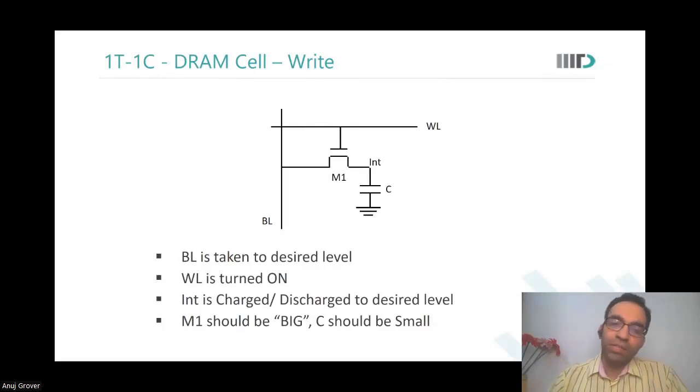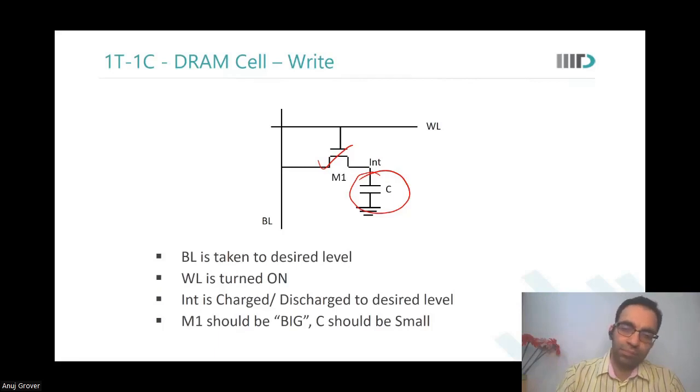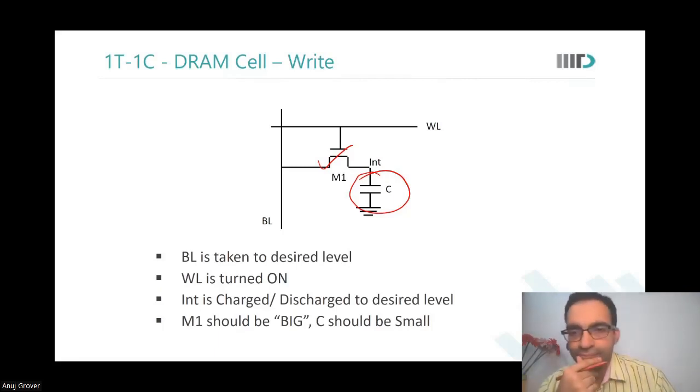If you want to write into this cell, what do you do? You take bit line to the desired level, turn the word line on, and this node will get charged or discharged to the desired level. Now, this C should be small and this M1 should be big. Why? To charge faster, so that the internal node can get charged up very fast.